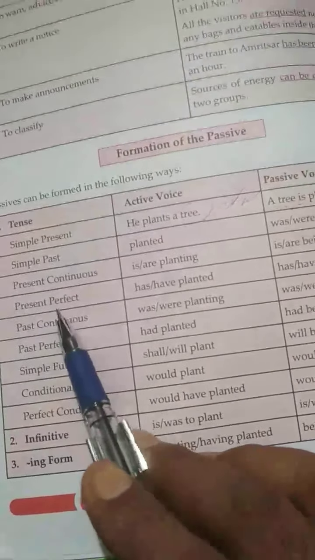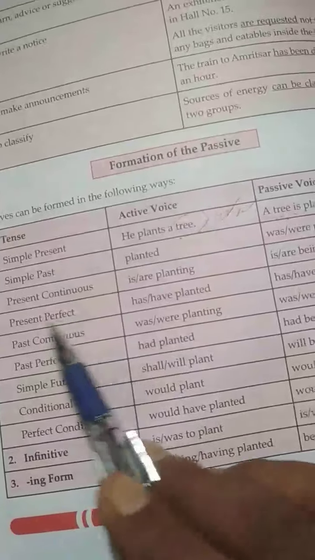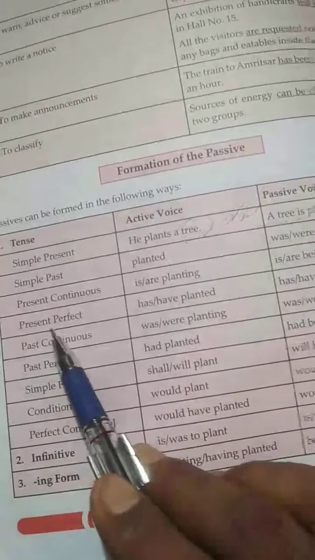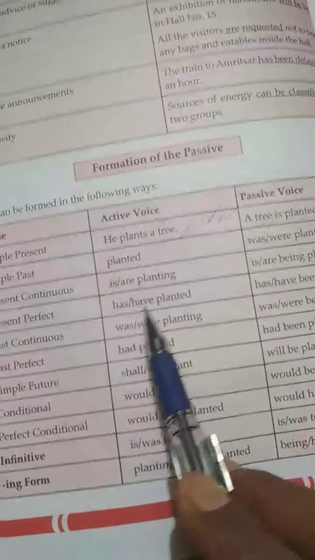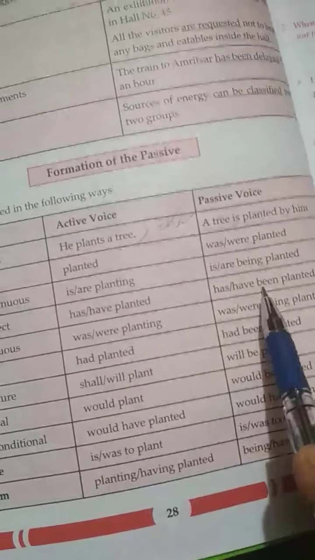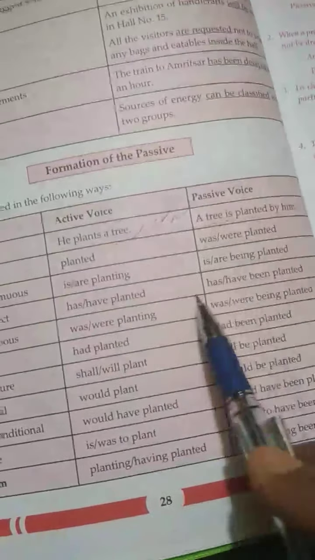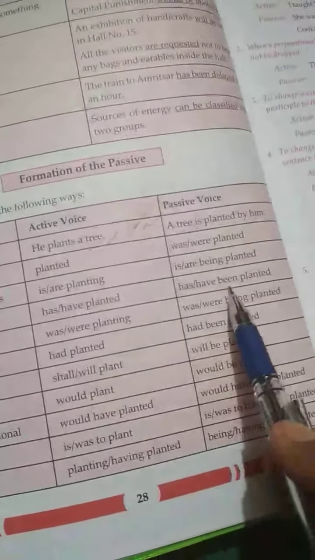Now present perfect. See here, present perfect. So has, have plus V3 is there in active. In passive, you have to just add been. So has or have been plus V3. So a tree has been planted by him.